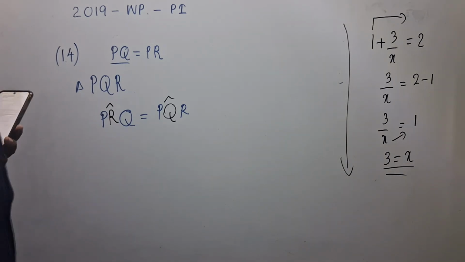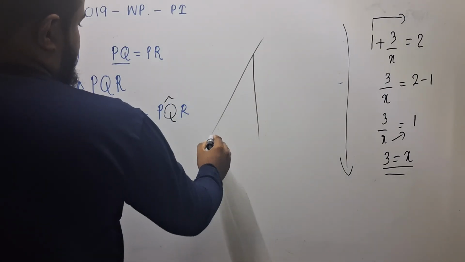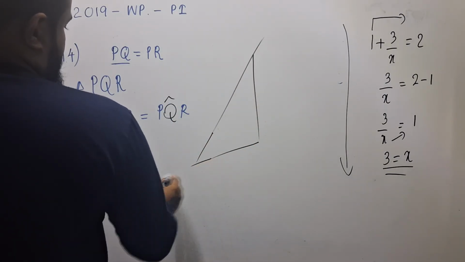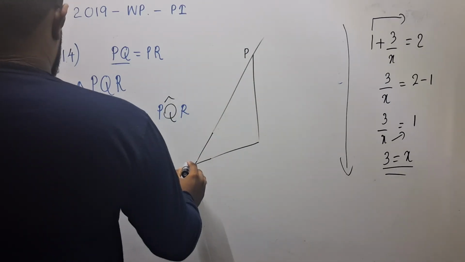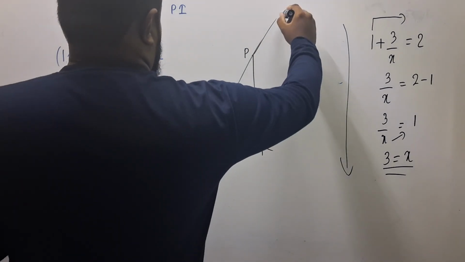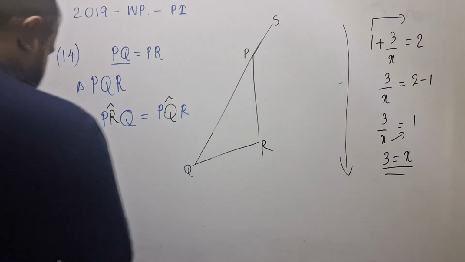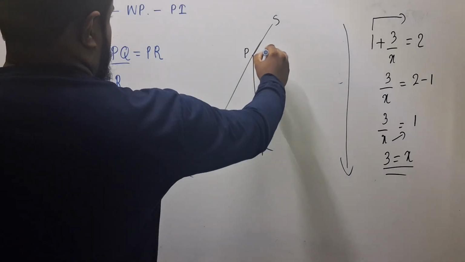Let's see the question. In triangle PQR, PQ equals PR. QP side is produced to S. If RPS is 62, find the magnitude of PQR. Easy question. PQR, S. This is given as 62 degrees.